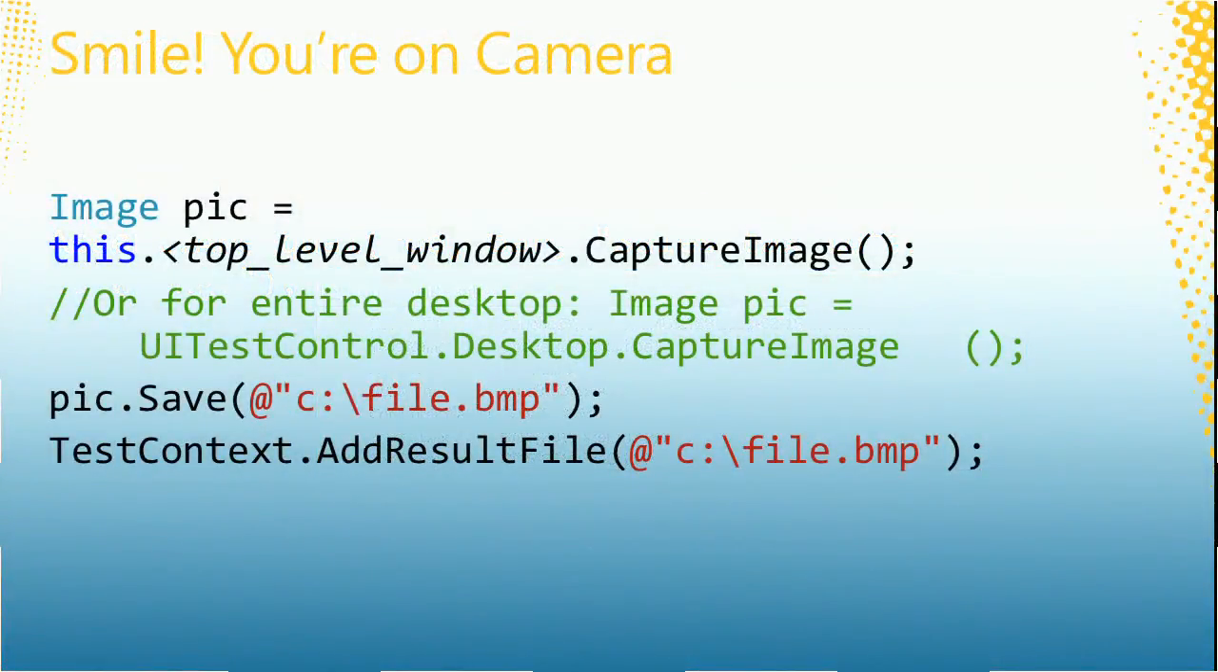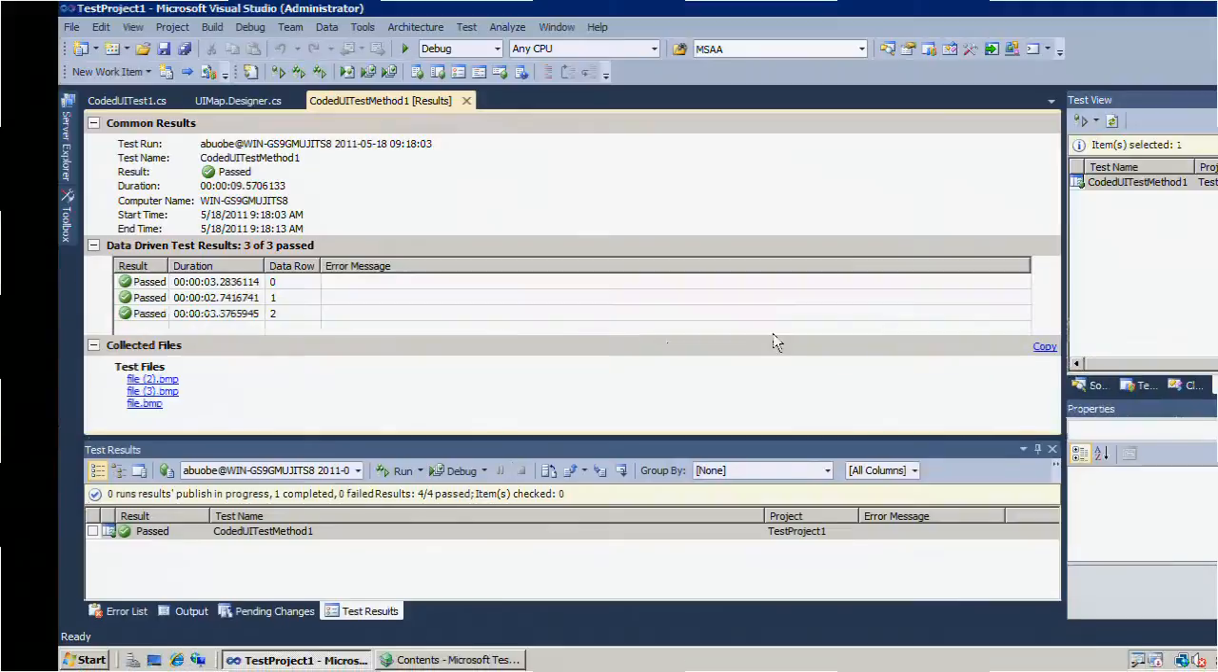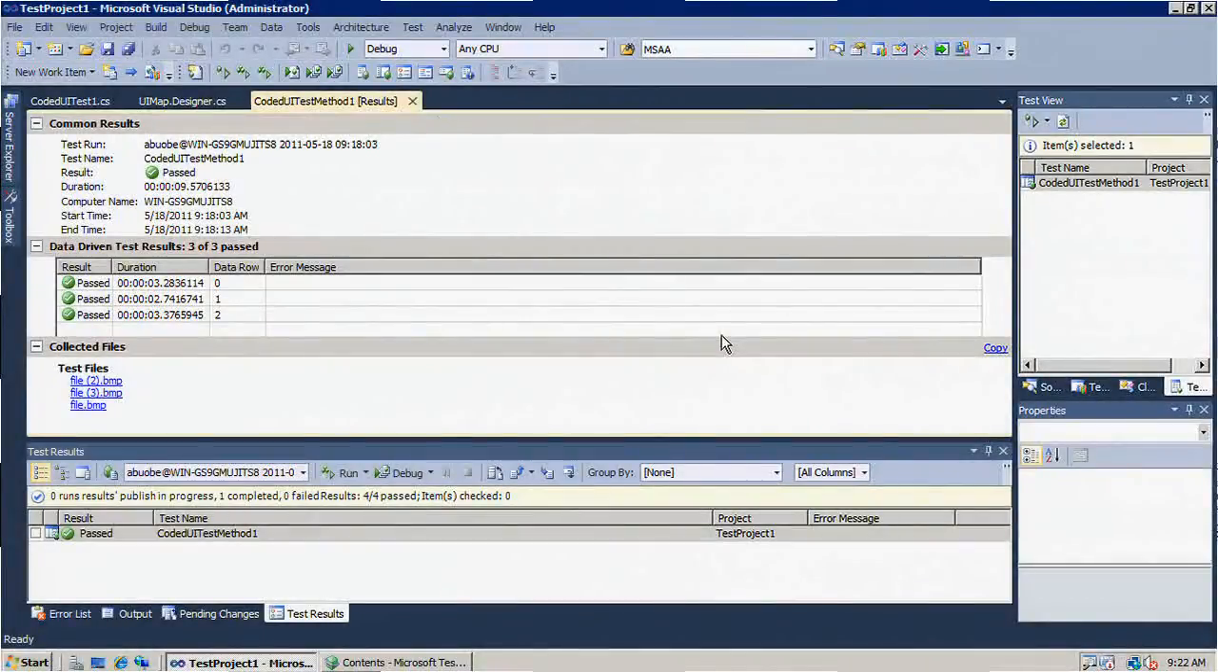Here's the information for capturing the images, and if you wanted to capture the entire desktop, that's the code for it. So it's UITestControl.Desktop.CaptureImage. And then let's talk about moving tests from Microsoft Test Manager into a coded UI test. There are some things that are straightforward about it, but there are some things that I recommend as best practices that can help you make better tests based on the way that you record your test within Microsoft Test Manager.